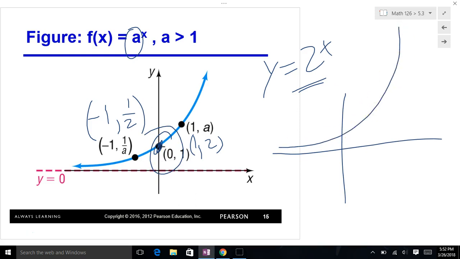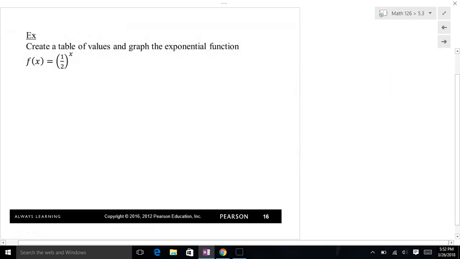When you've got an exponential growth situation, anything to the 0 power is 1. Okay, so remember, it's going to go through that. Depending on a, they're going to look a little bit different, but they're always going to go through that (0, 1), as long as you haven't moved them around, right, left, up, down, any of that. Okay, they're going to go through that (0, 1).